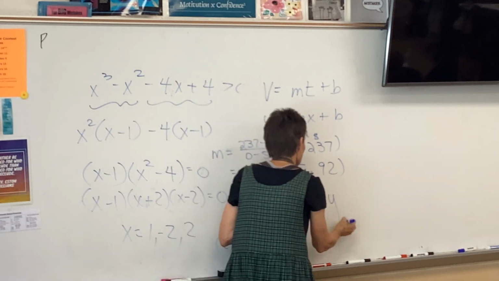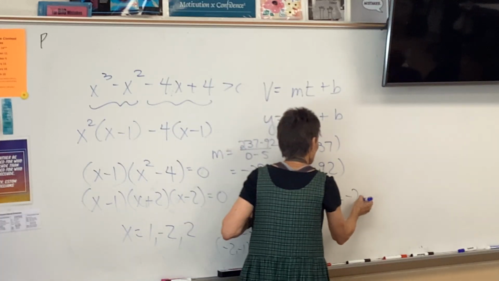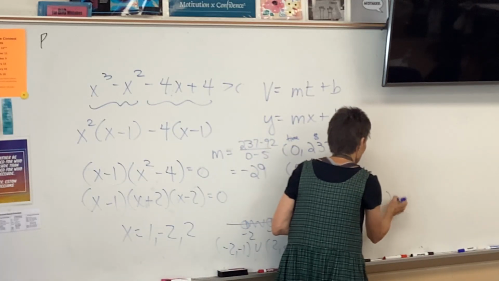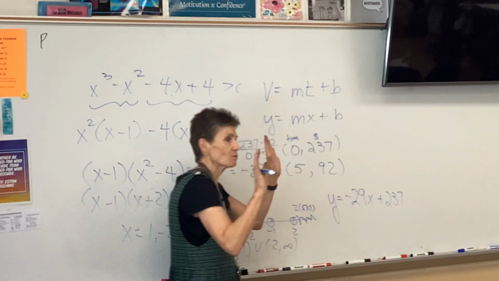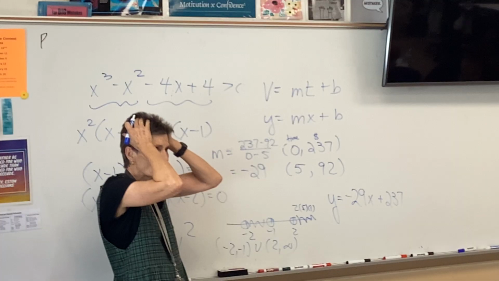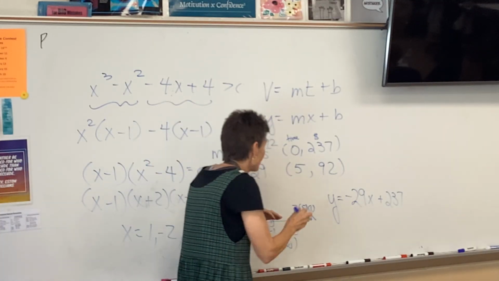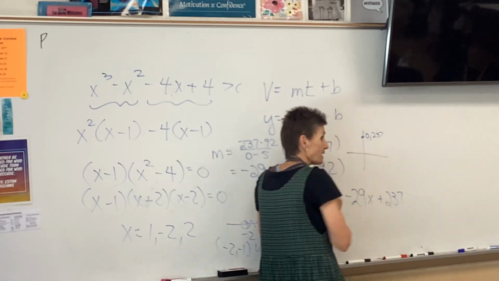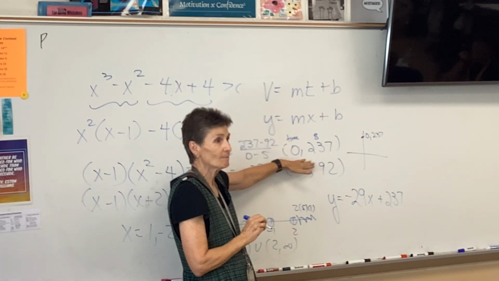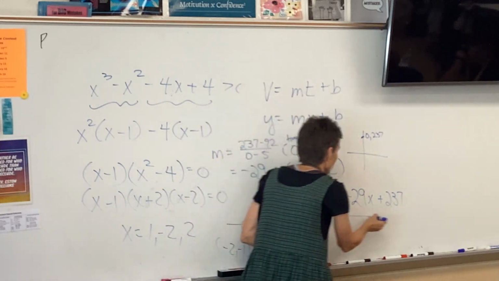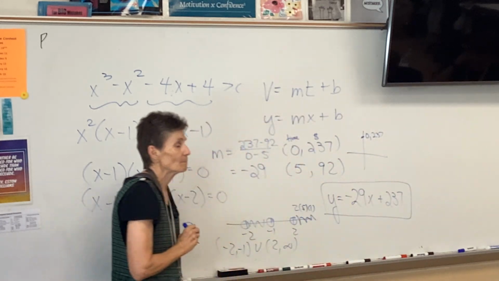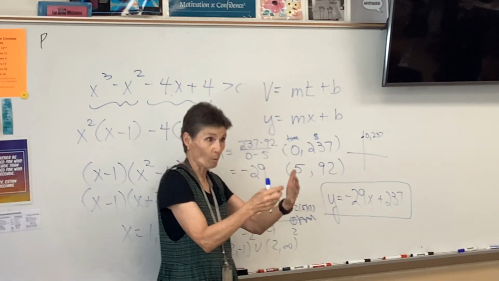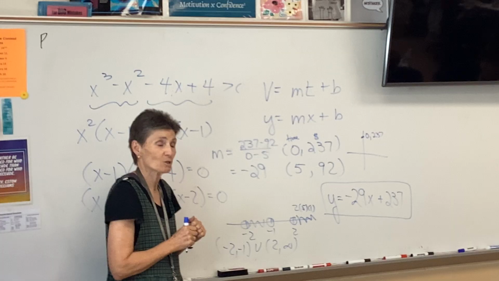So Y equals negative 29x plus 237. Oh, Mrs. Ford, how did you do that? Well, what's it mean to be a y-intercept? Isn't a y-intercept where I cross the y-axis? And isn't that it right there? So here's the equation of my line. You could also, once you get your slope, you can do point slope and come up with the equation too.